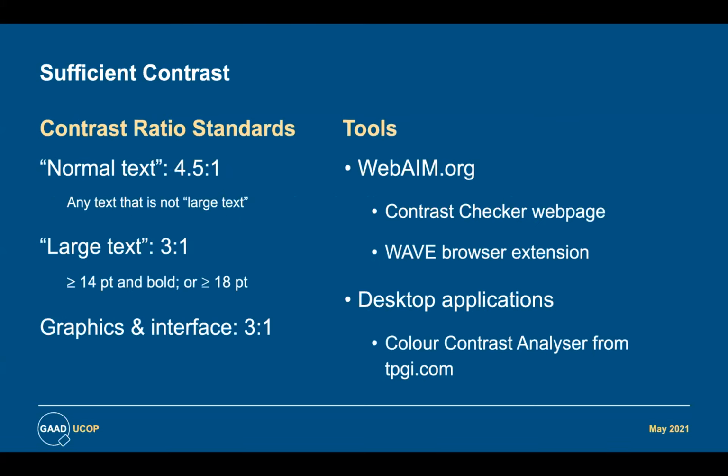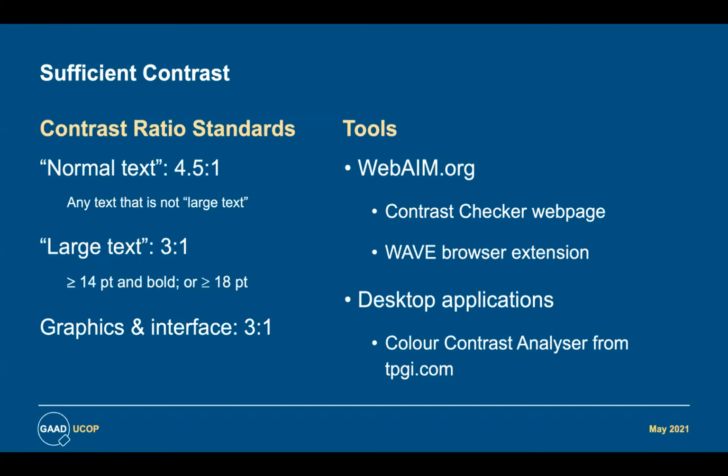There are contrast ratio standards that you need to meet for sufficient contrast, and these are 4.5 to 1 for normal text, or 3 to 1 for large text or graphics and user interface elements. Normal text is any text that's not large text, which is defined as greater than or equal to 14-point bold or greater than 18-point font in size.